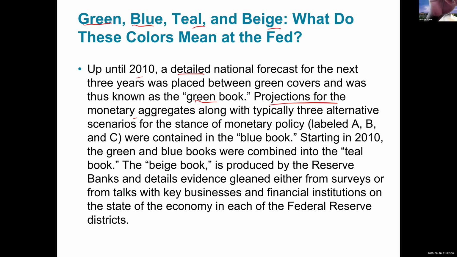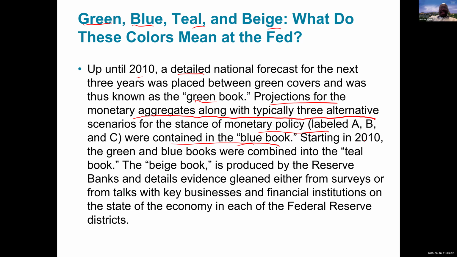But projections for monetary aggregates, along with typically 3 alternative scenarios for the stance of monetary policy, labeled A, B, and C, were contained in the blue book. So the Fed has different scenarios on how to change the money supply going forward. They will play with this simulation. They say, okay, suppose the economy grows by 6%. Growth is exploding, maybe there are fears of inflation. The Fed may be forced to cut the money supply and raise interest rates. Or what if the economy falls into a recession where growth is slowing down? How should the Fed act? Details of that are found in this book, which has a blue cover, the blue book.